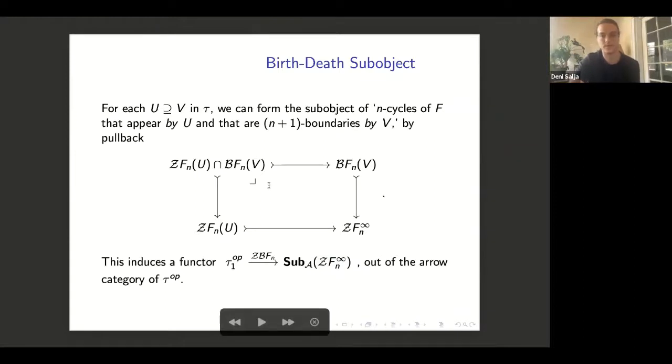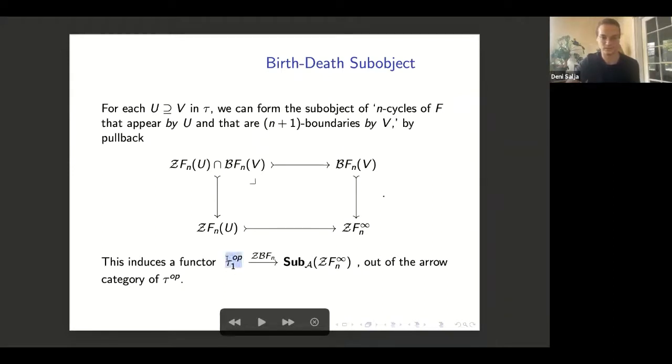And again, you can take a pullback to ask what are all the things that are born by one open set and which die by another open set, things being n cycles in this case. And you can do this for any two open sets. They don't have to be comparable with respect to set inclusion or anything. But if you want to look at lifespans, for something to die, it kind of has to be born first, right? So we really care about this when U contains V as a set.